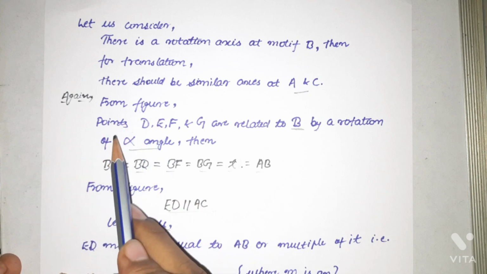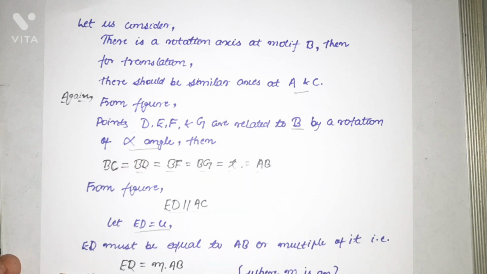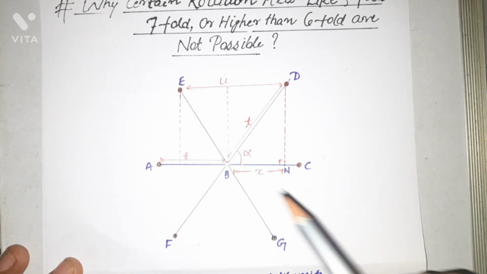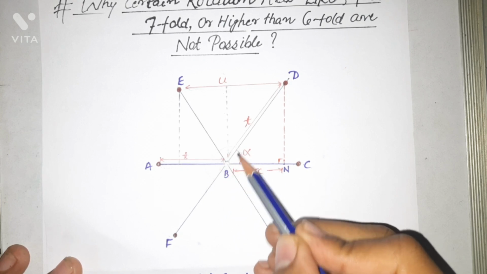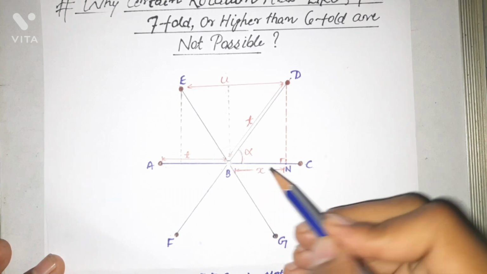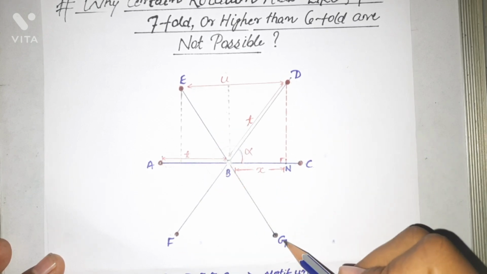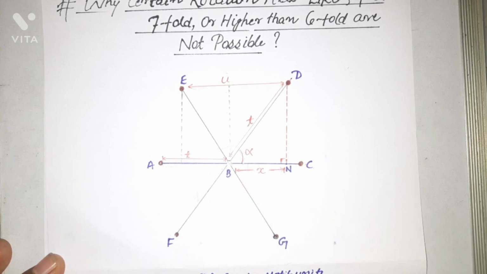Now from the figure, points D, E, F and G are related to B by a rotation of angle alpha, as I told you earlier. Like here, points D, E, F and G are related to B by a rotation angle alpha. If all these motifs are related to point B, then what will happen? BC equals BD equals BE equals BF equals BG, and all these equal T. Now since BC equals AB, these all will also equal AB, which equals T.